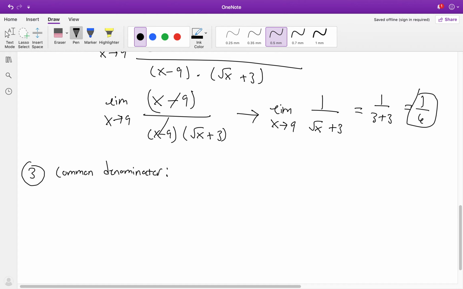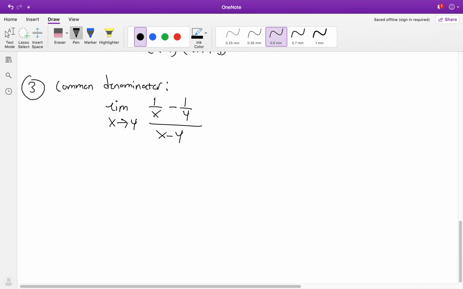And so an example would be if I have the limit as x approaches 4 of (1 over x minus 1 over 4) over (x minus 4). So again, if I plug in 4 directly, I'm going to get 0 in the denominator. So what I have to do is, in my numerator, establish a common denominator. So within this, I'm trying to simplify it to one expression.